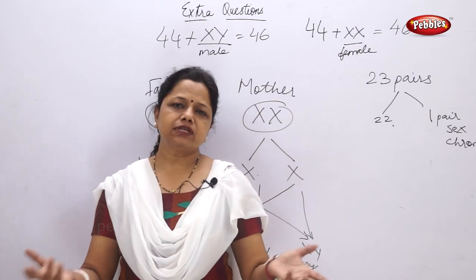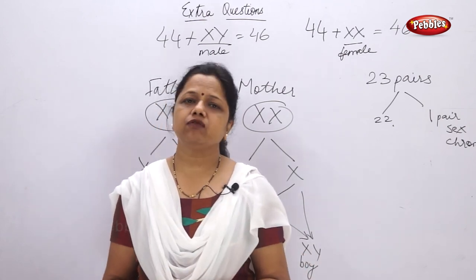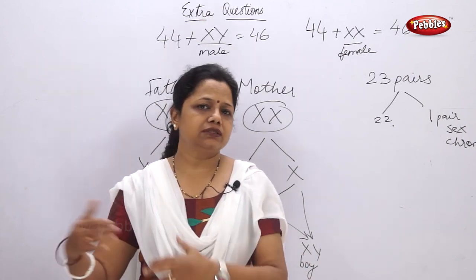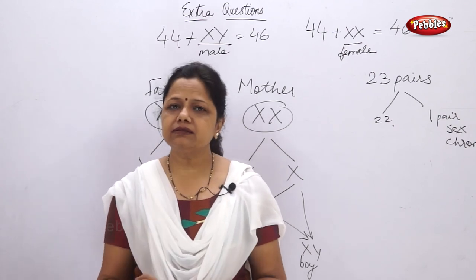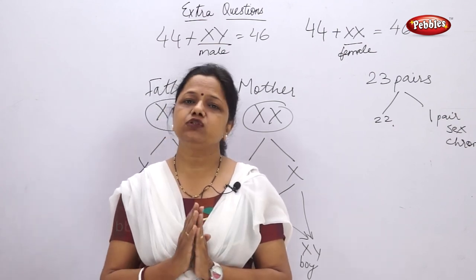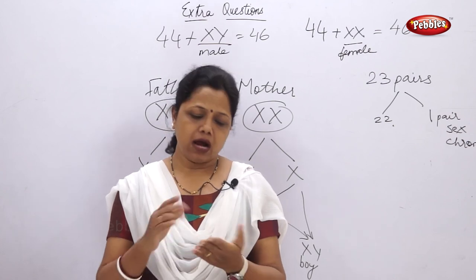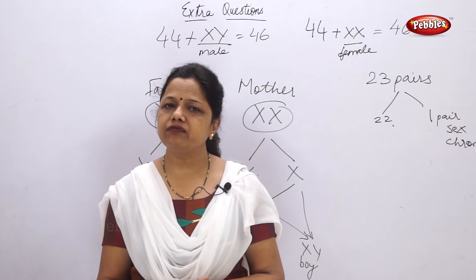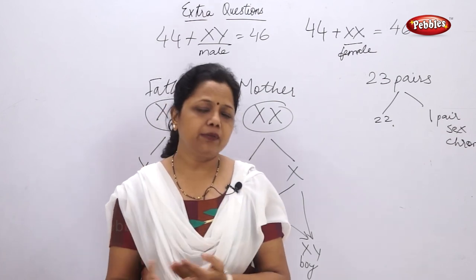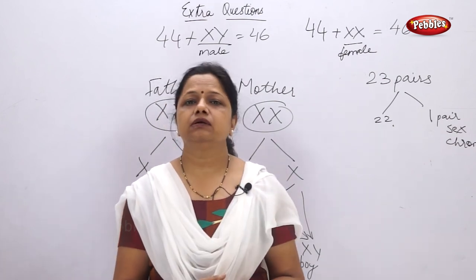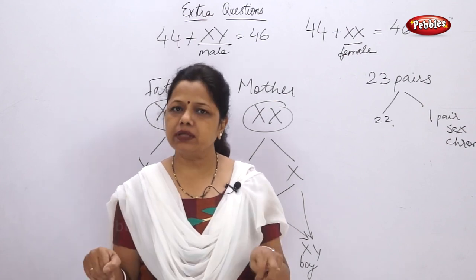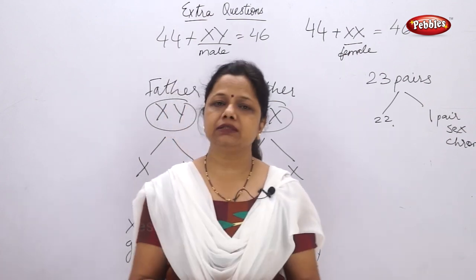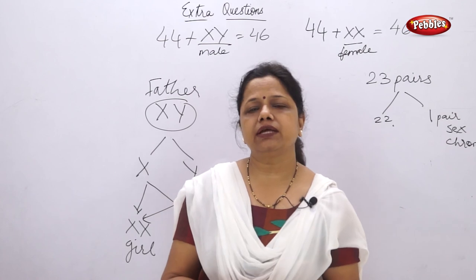So these were some of the extra questions which I wanted to discuss with you so that the whole lesson gets revised. In this lesson, the most important part to pay attention to is how to write the F1 generation, how to draw the flowchart of the F1 generation, that means the monohybrid cross, dihybrid cross. F2 generation and the Punnett square are very important, which is always asked. Then there are some short notes like Darwin's theory.